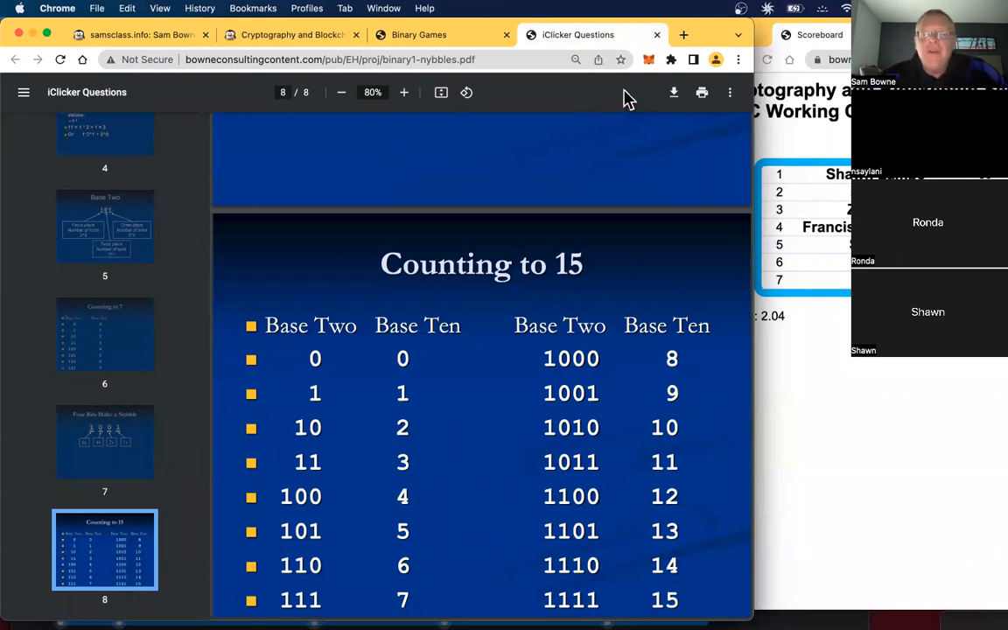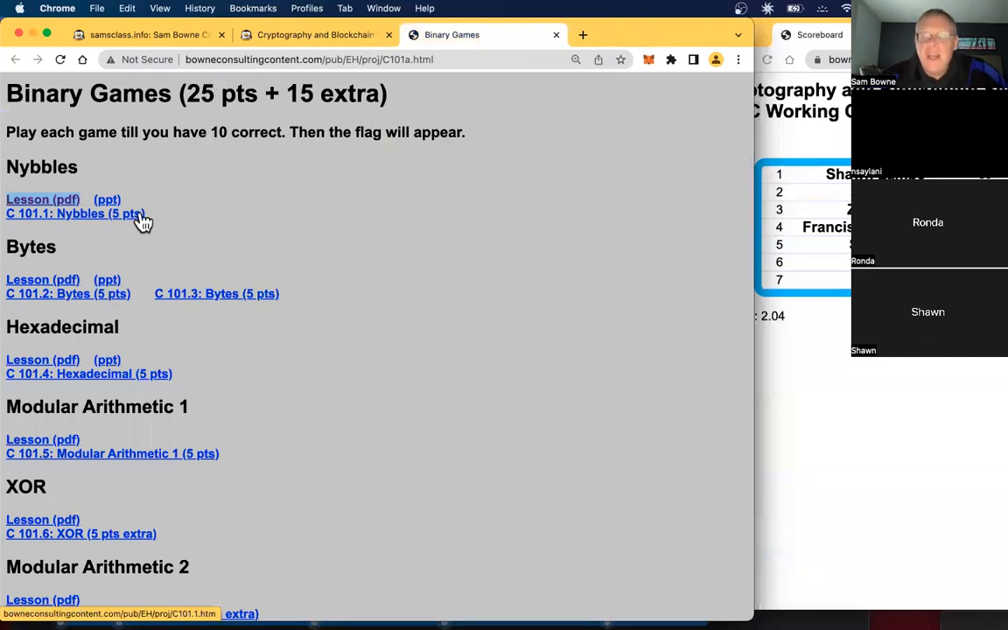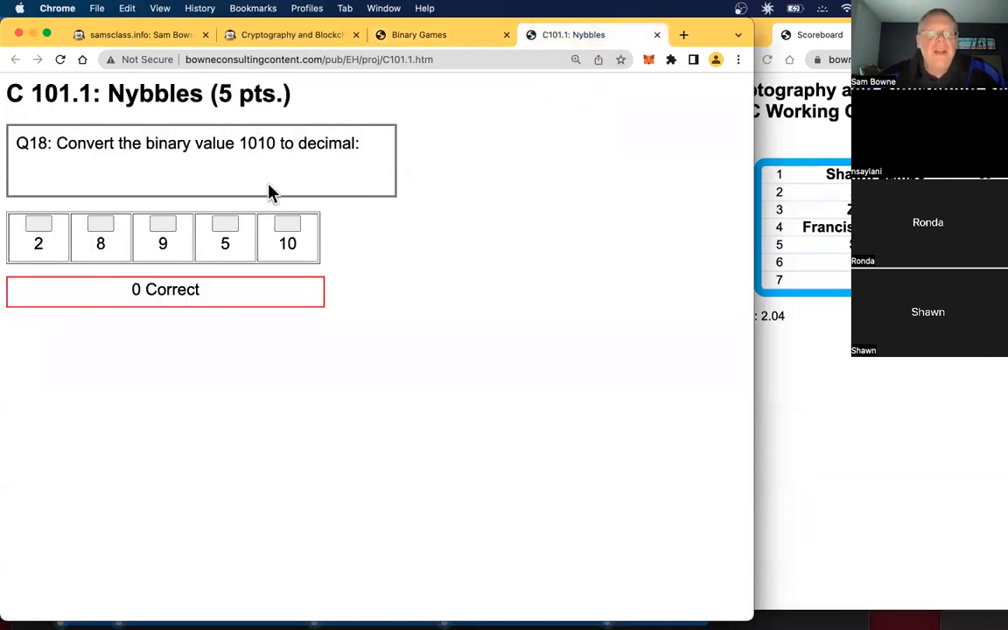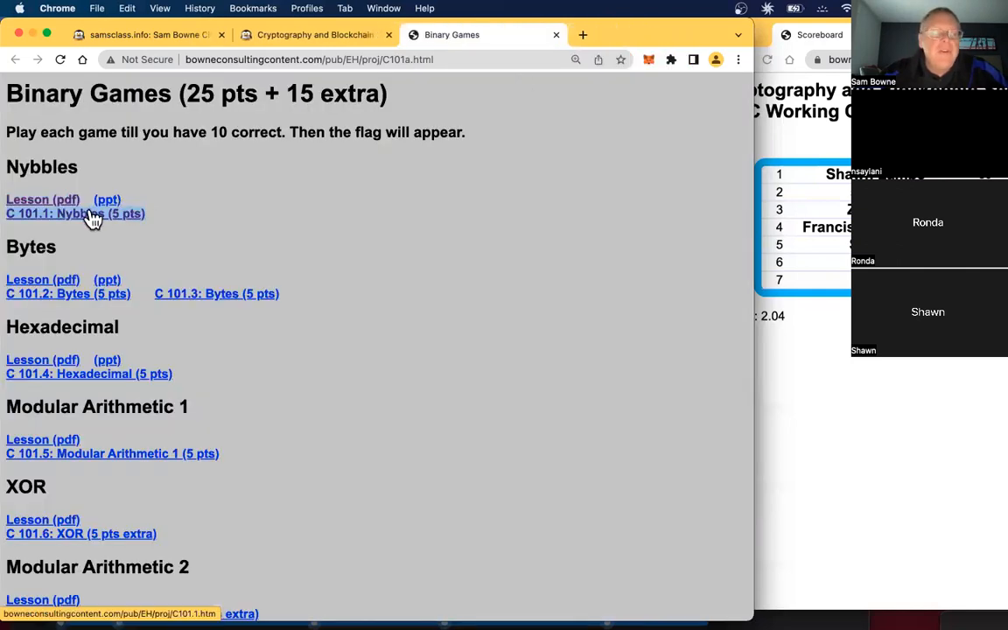And so after you review just a simple lesson like that, then you practice. This is an idea I got from the Khan Academy. You don't go on to the next lesson until you've really learned the previous one. So here, you have to do this. 1, 0, 1, 0 is 10. That's 1, 1, 0, 1, 13. And that's 8 and 4 is 12, and 1 is 13, and so on. And when you get 10 in a row correct, then you get a flag. And so I got a series of binary lessons here like that. First nibbles, then bytes, then hexadecimal.